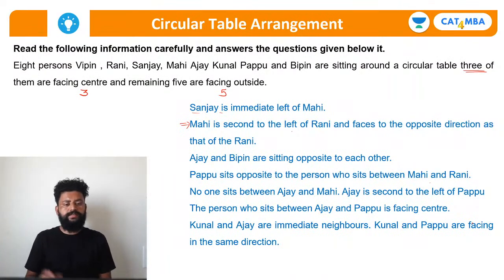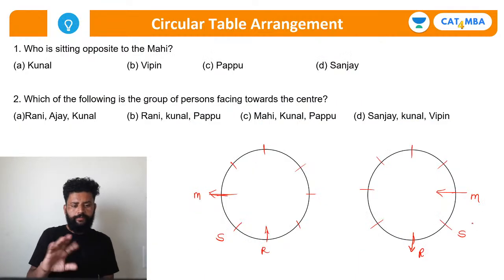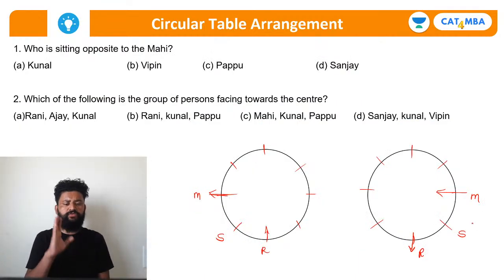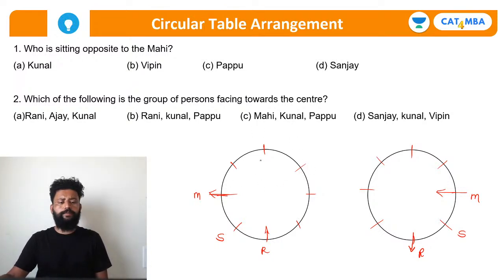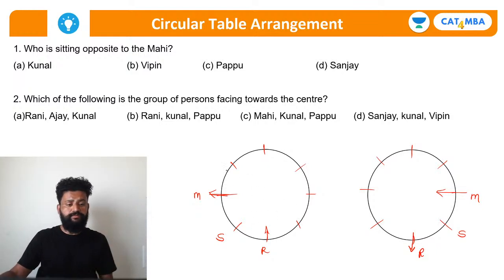Okay, so Ajay and Bipin are sitting opposite to each other. So A and B opposite to each other; we have just one pair of opposite sitting arrangement, because only 4 opposite pairs are possible and these 3 are seated. A and B are 2 different persons, so here it must be A, B, and in this case it might be A, B.